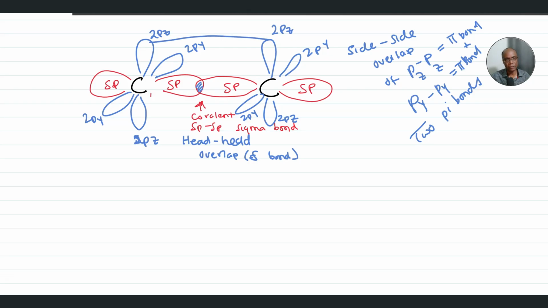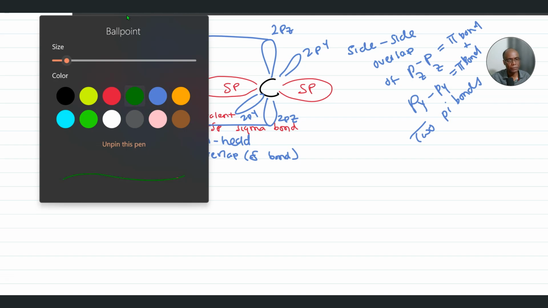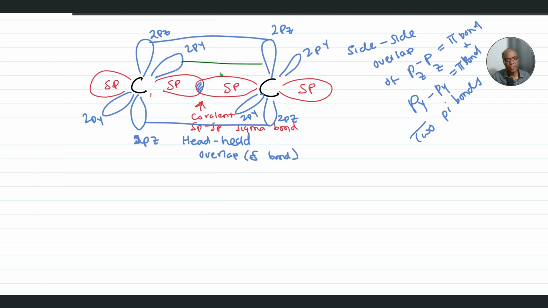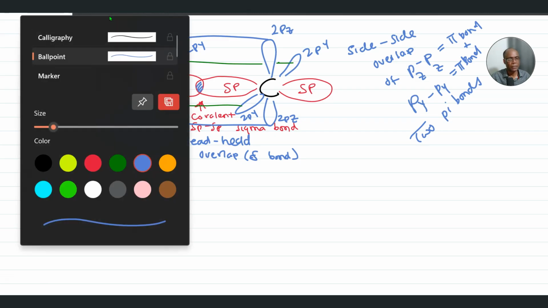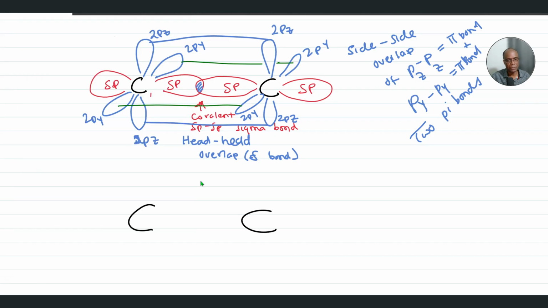So when these come real close, you get a pi bond. There you go. Let me change the color here, maybe to green. When the py orbitals overlap, maybe they come real close, you're going to get another pi bond. Okay? So the result is you have two pi bonds from the pz overlap and the py overlap, and you have the sigma. So the resultant structure is going to have the two carbons.